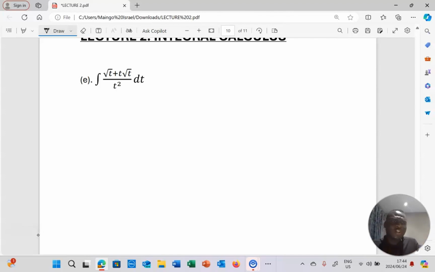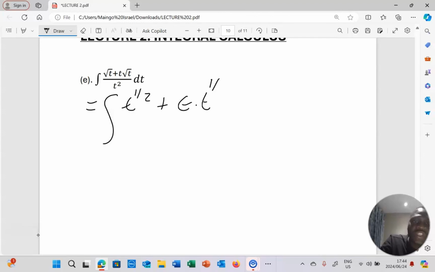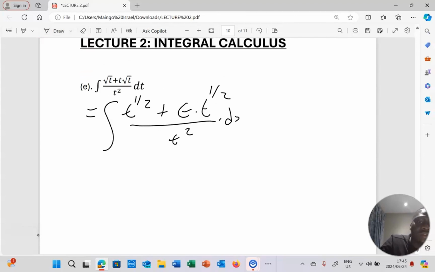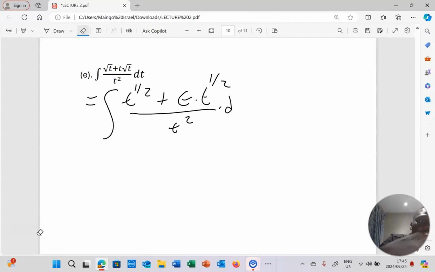This is quite simple because we have square root of t. We need to convert this into exponential form. So this will be just equal to the integral of t to the power 1 over 2, plus t times t to the power 1 over 2, all divided by t squared, dt.